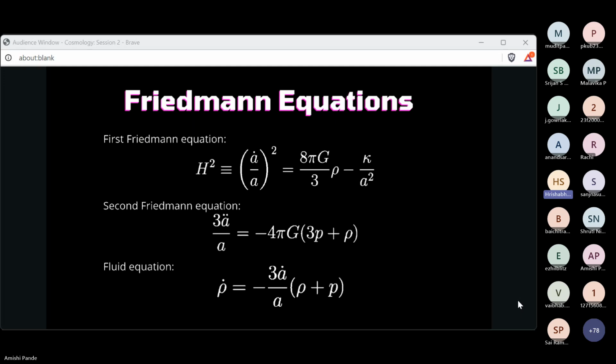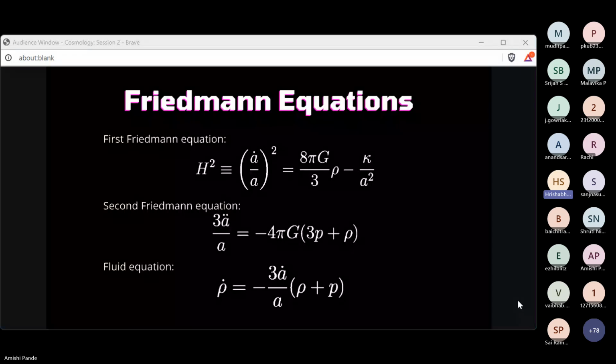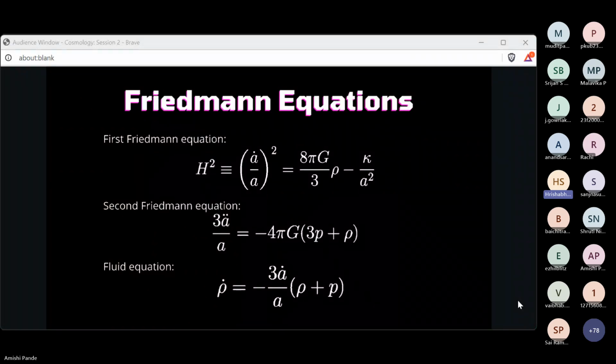So rho is also a function of time, or the densities are changing as the universe is expanding, and we also assume that curvature is changing with time. Because we are just starting now, we are just writing out all the equations that we need to solve. Now, what we have done in our first Friedmann equation is we have written an equation.